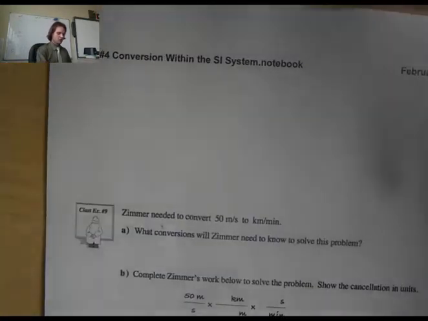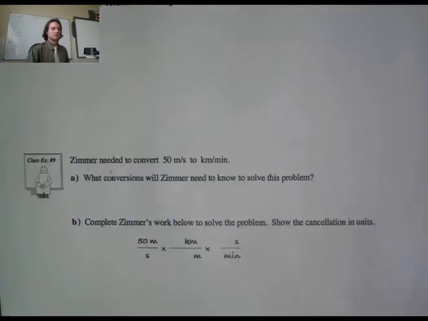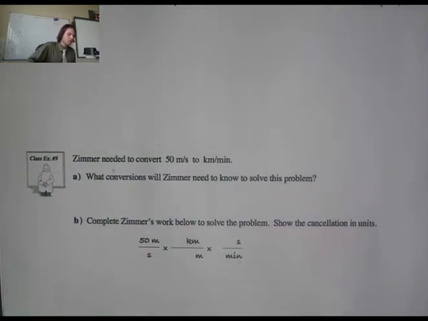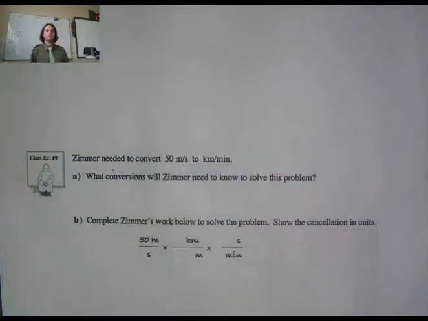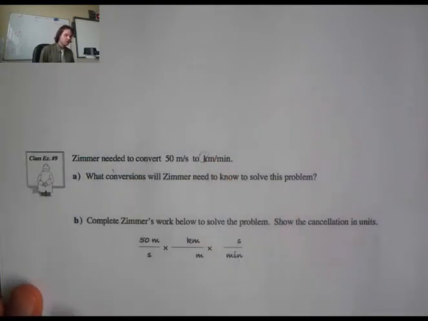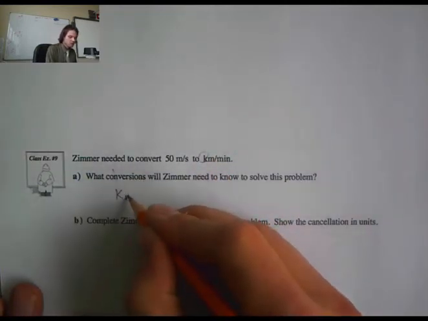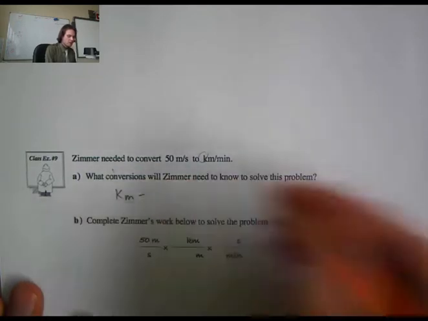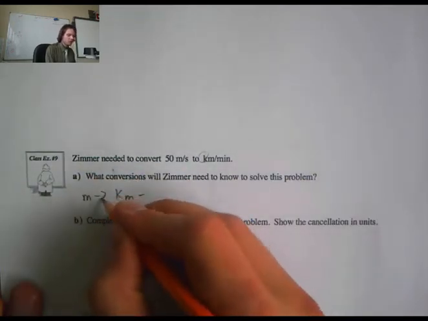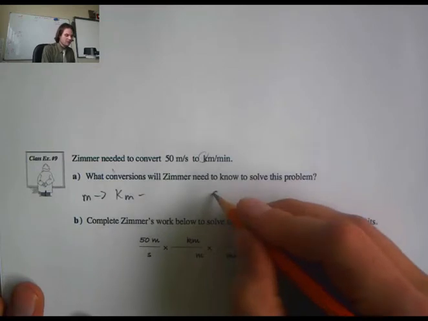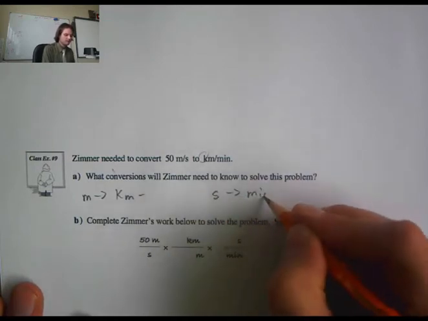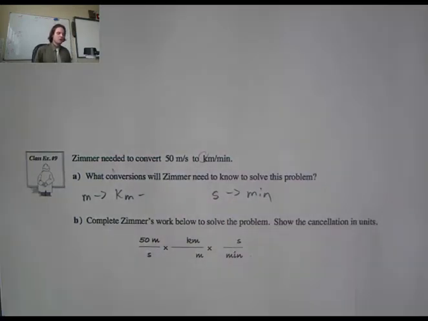Now, question number 9, last example. It says, Zimmer needed to convert 50 meters per second to kilometers per minute. What conversion will Zimmer need to know how to solve this problem? Well, first, he must know meters to kilometers. He also must know seconds to minutes. Okay? So here, they want to finish it off.